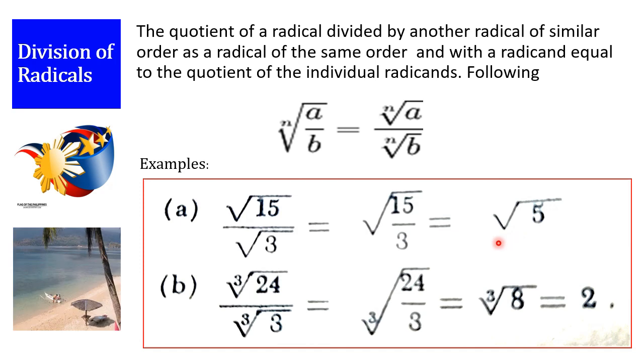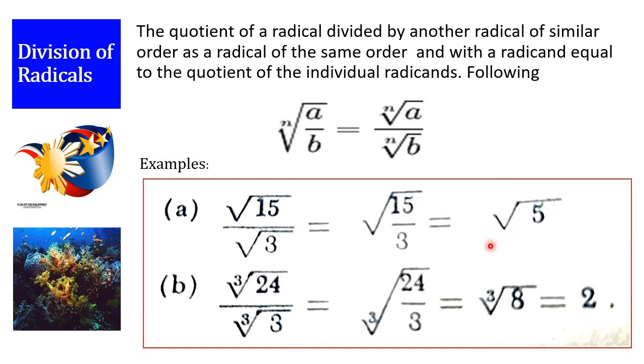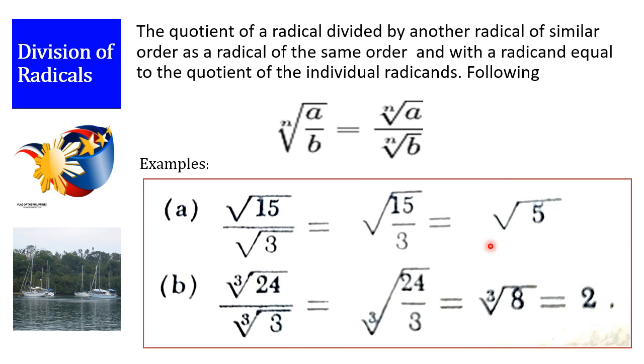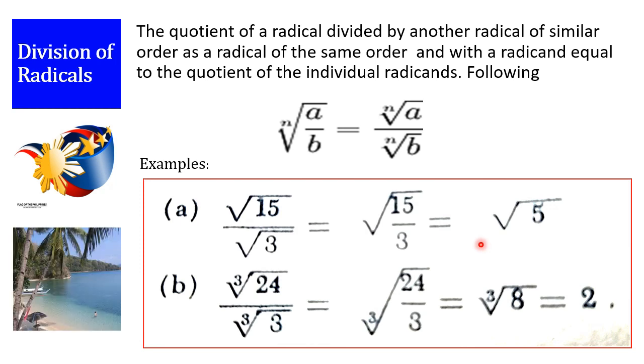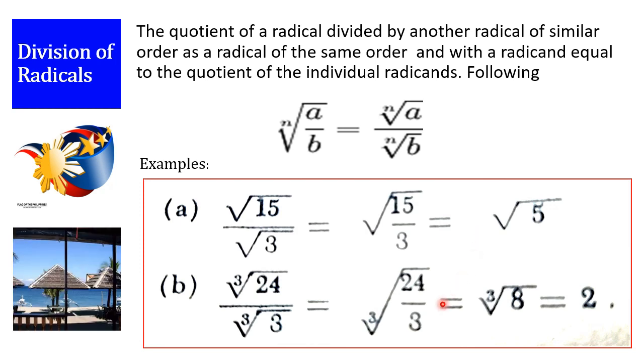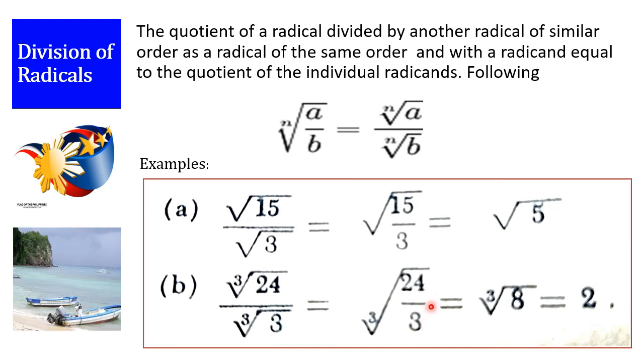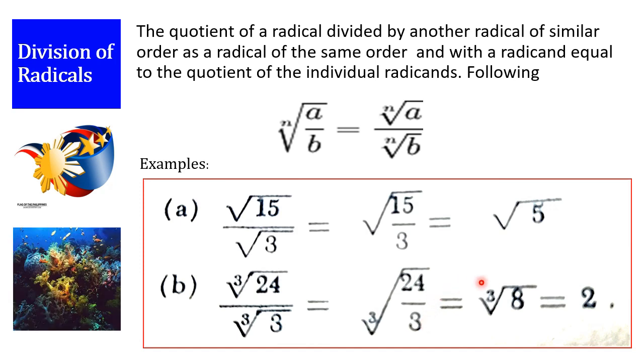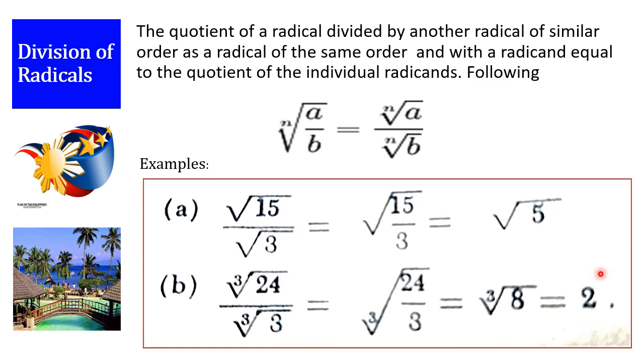Another one, the cube root of 24 divided by the cube root of 3 can be written as the cube root of 24 over 3. And that is equal to the cube root of 8, which is equal to 2.